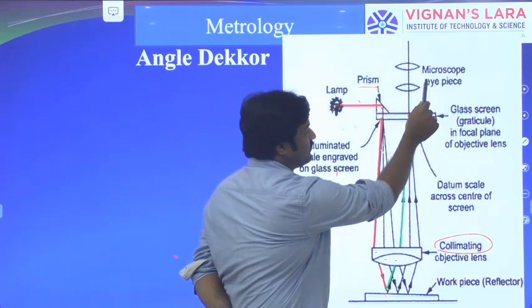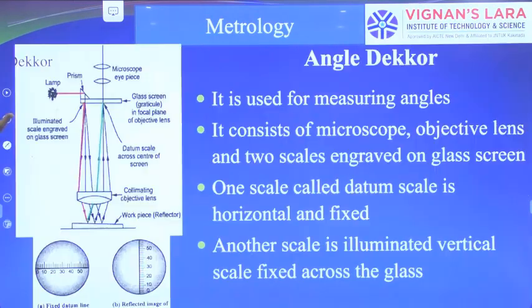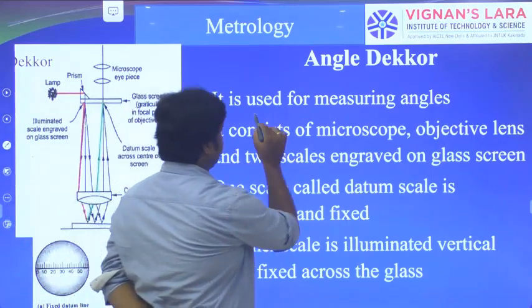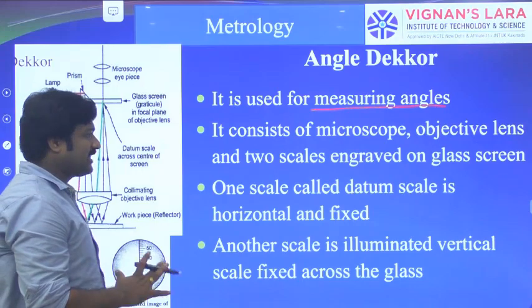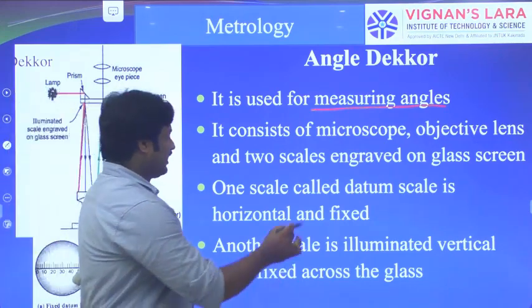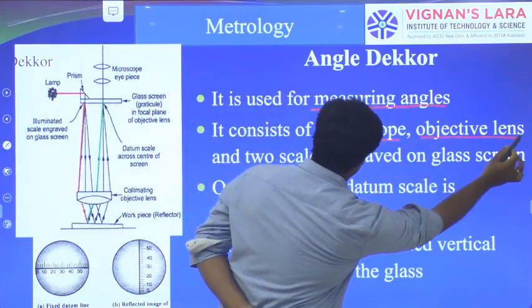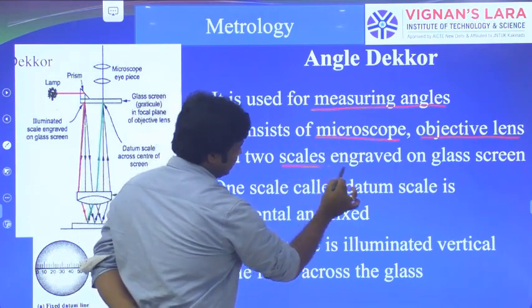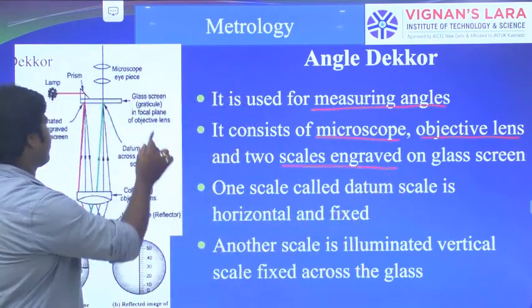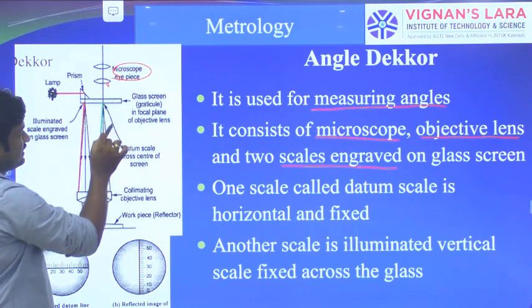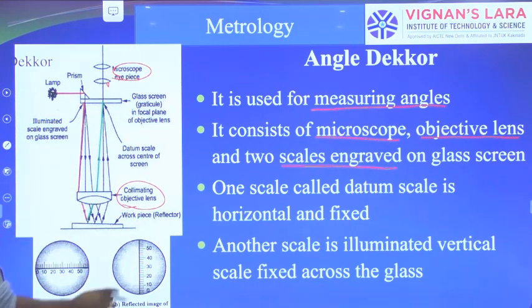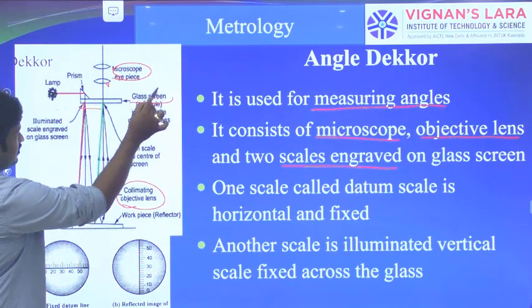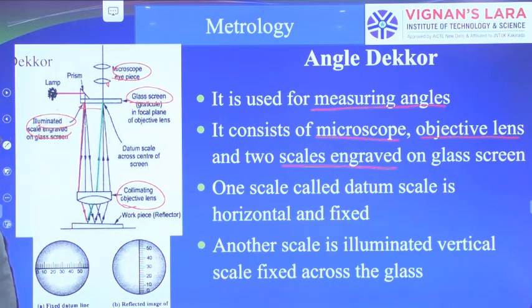Those can be identified by means of this microscope. The angle decker is used for measuring angles. It consists of a microscope, objective lens, and two scales. So this one is the objective lens, the microscope, the objective lens, and two scales. These are the two scales.